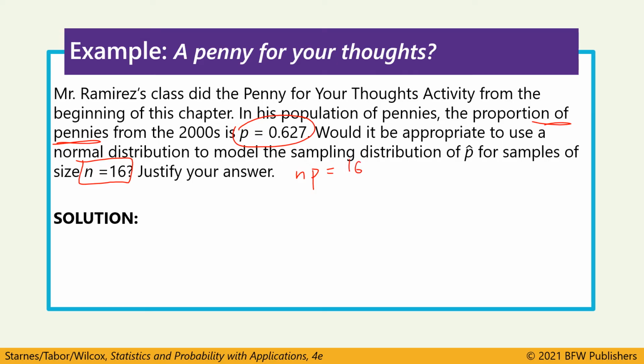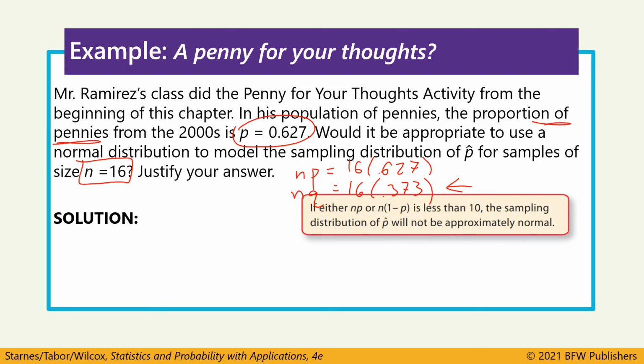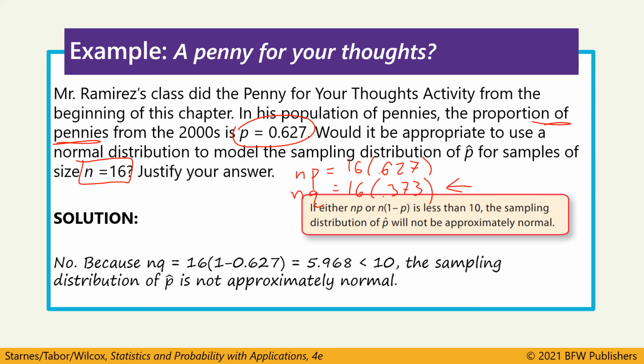so 16 times 0.627 and 16 times the complement of that, which would be 0.373, right? We'll see that this one here is not larger than 10. And because that's smaller than 10, the sampling distribution of P hat is not approximately normal, and we wouldn't want to create a sampling distribution around it.